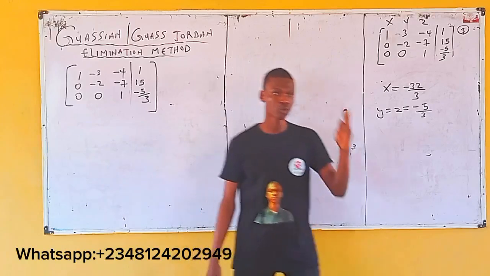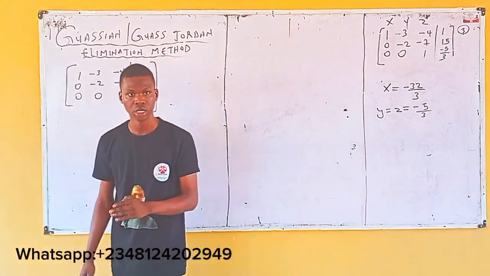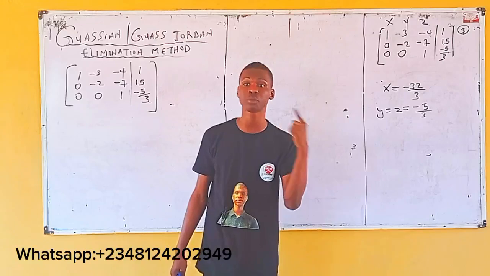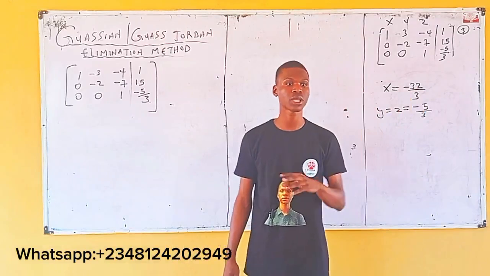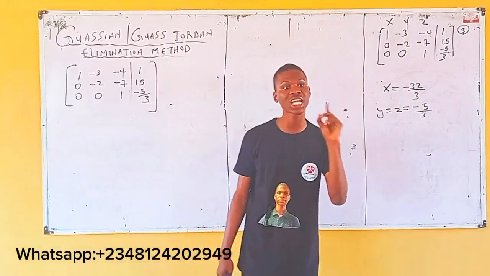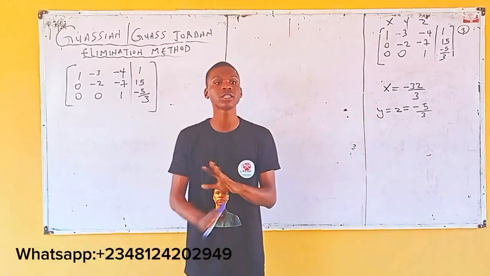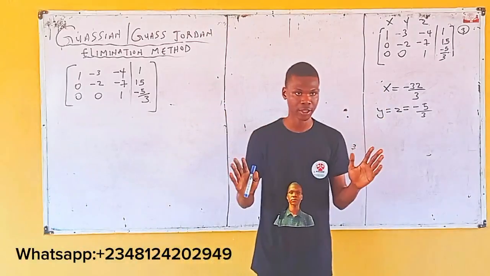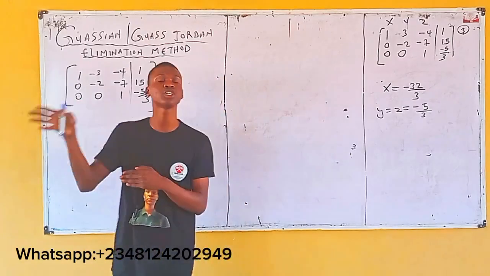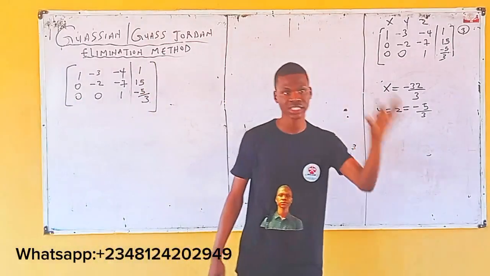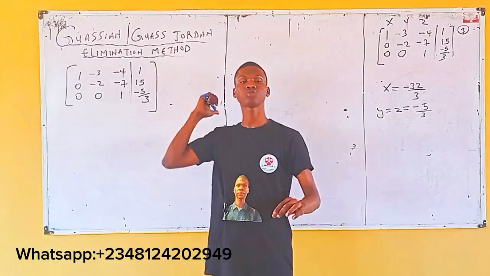Why is it 1? Row 1 pivot comes first, followed by row 2, followed by row 3. Just know that for the Gaussian elimination method, you make use of the first and second pivots. Let me put it that way for better understanding. Using those two pivots, you get your answer. But if the question says using the Gauss-Jordan elimination method, you make use of the first one, second one, and third one. Now we've used the first and second. Let's use the third one to see how it works.